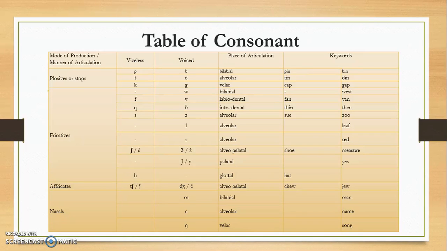For the affricates, we have the J and the CH sound. The alveopalatal, we have as example keywords shoe and Jew. Then we have the nasals, of which we can mention the NG, the ing form, which is used by the velar. The place of articulation is the velar, and the keyword is song.